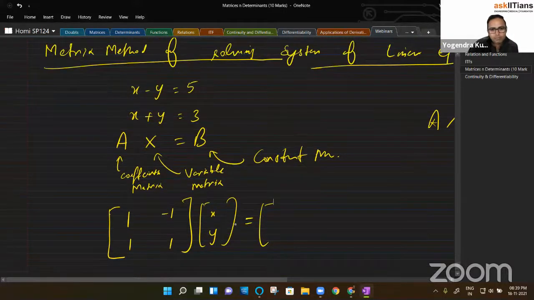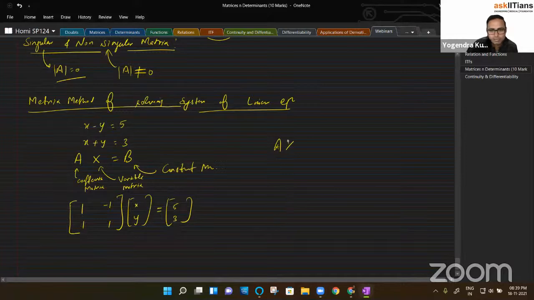A is the matrix 1, minus 1, 1, 1. The variable matrix is x and y. On the right side, what we have is 5 and 3.